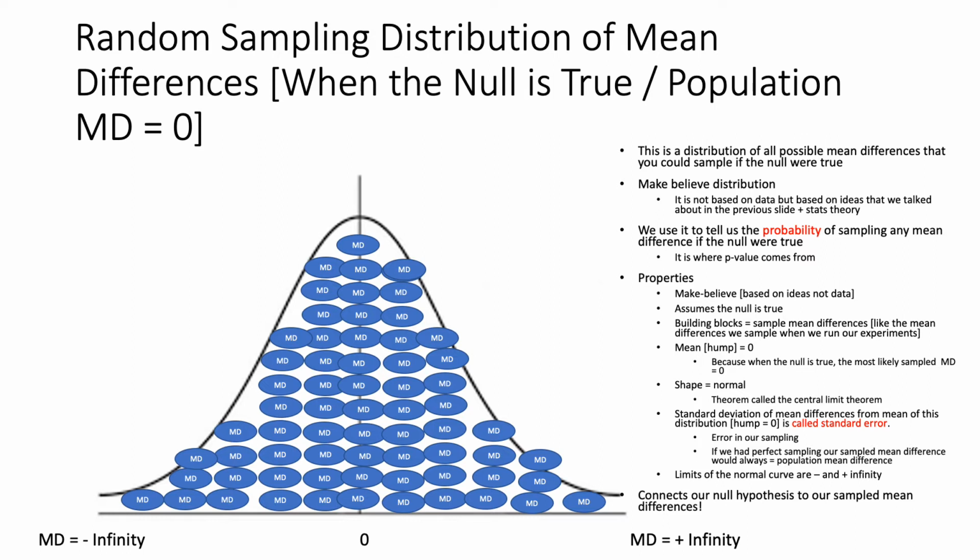The limits of this distribution are negative infinity to positive infinity. That's great. So if we connect everything together, this is a probability distribution. It tells us the probability of sampling any mean difference from negative infinity to positive infinity if the null hypothesis were true, and this is the foundation of our p-value. And since we're trying to disprove that the null hypothesis is true, we're going to need to really use this distribution.